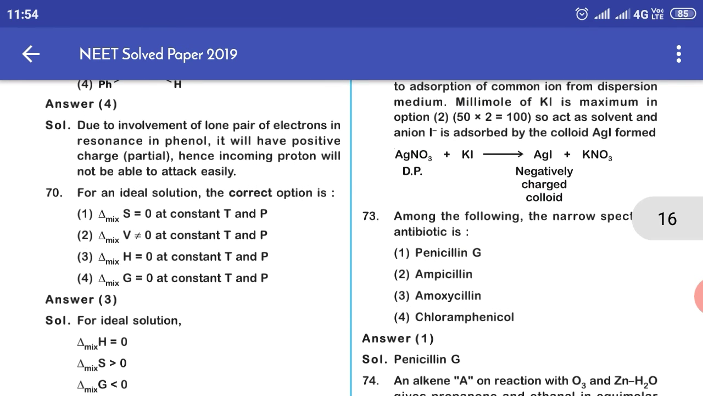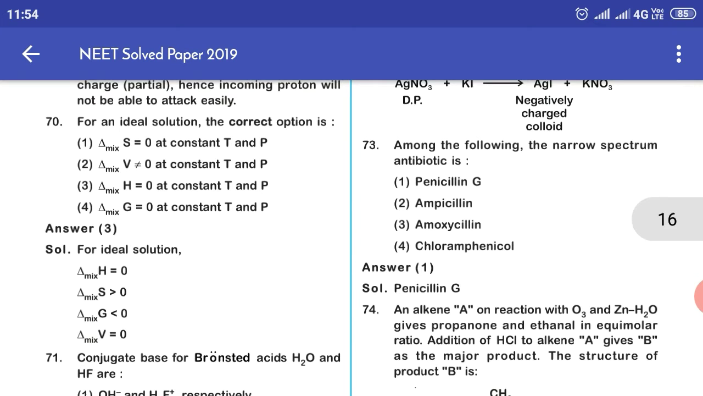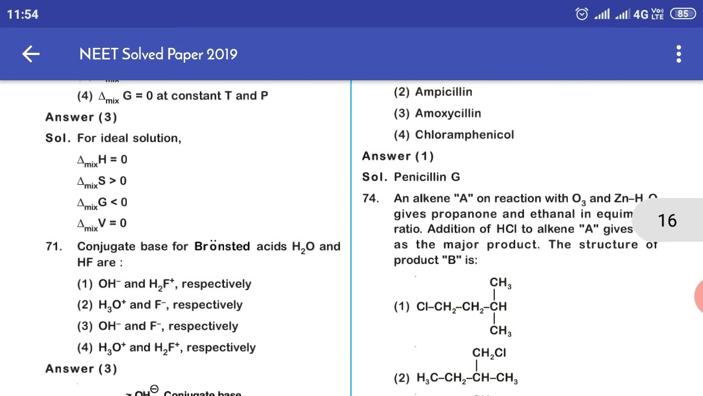This is the equation. Among the following, the narrow spectrum antibiotic, you have to remember. This is from the chapter on chemistry in everyday life, medicines. Option 1, penicillin G, is the answer.